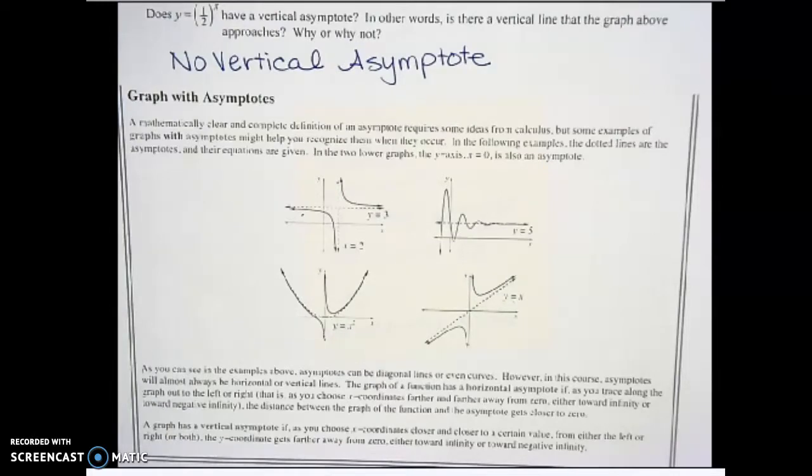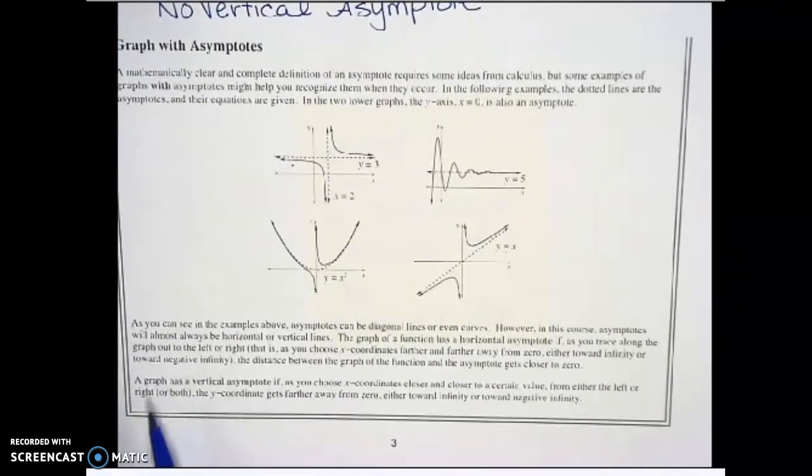Are you done? No. The distance between the graph of the function and the asymptote gets closer to zero. Okay, awesome, great, thank you, good job. All right, last paragraph, Jordan. The graph has a vertical asymptote if, as you choose x coordinates closer to a certain value from the left or right, the y coordinate gets farther away from zero, either towards infinity or towards negative infinity. Awesome, great job, thank you.